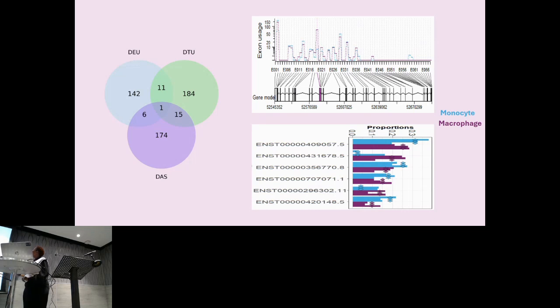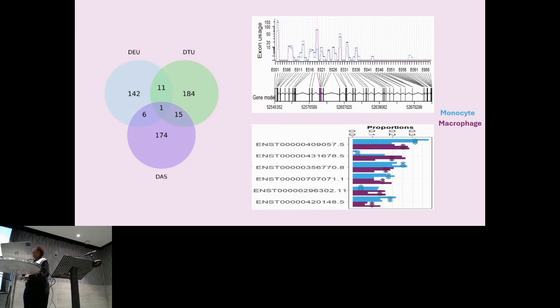We can see here that the differential usage of this particular exon is expressed more in the macrophages, as it is purple, than in the monocytes, and we see that this has a slight effect on the isoform switching that is experienced, as for some of these transcripts, the expression of these is lower in the macrophages than monocytes.